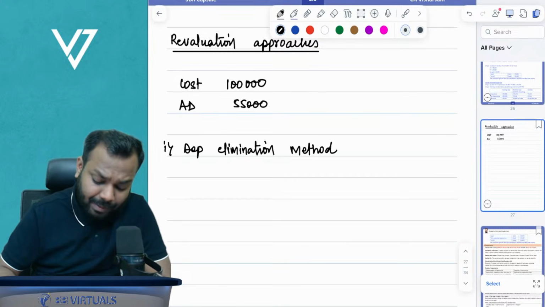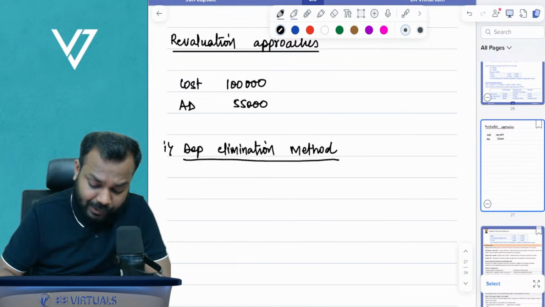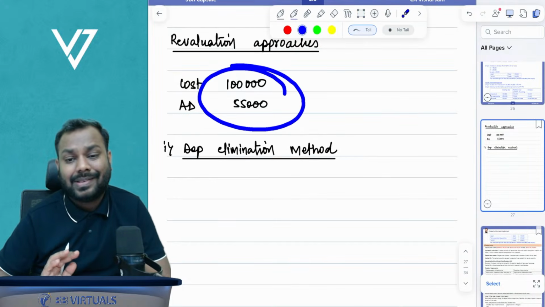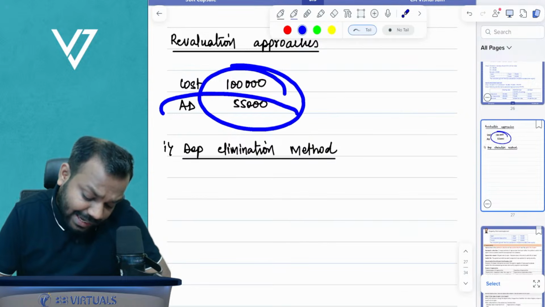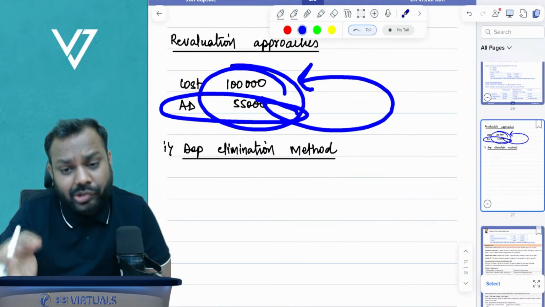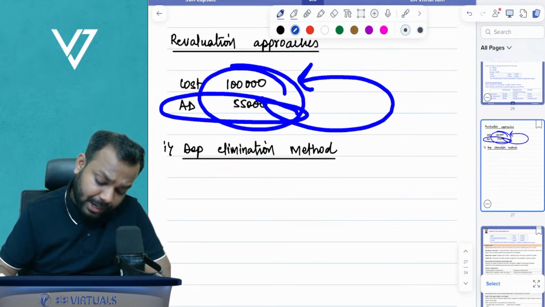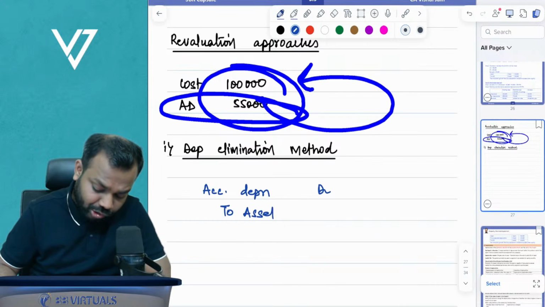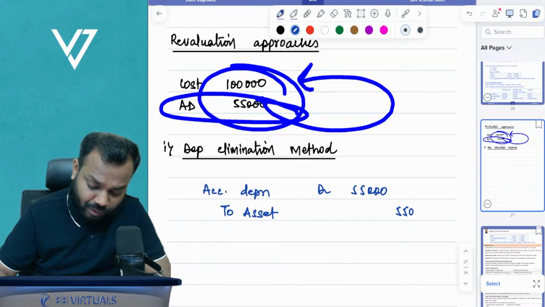Under this method, what you do is you first of all eliminate this accumulated depreciation against the cost of the asset. Basically, you adjust this accumulated depreciation to the cost of the asset, thereby reducing the cost itself. So what is the entry for that? Accumulated depreciation account debit to asset. You reduce the cost of the asset by 55,000, that is the amount of accumulated depreciation.